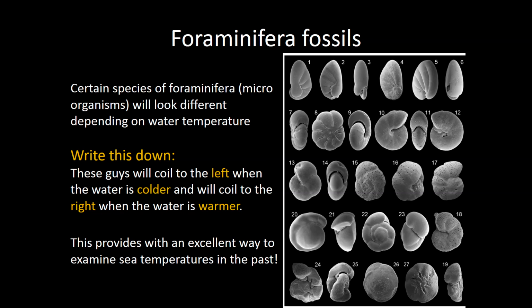Forams, these specific species of foram that you're looking at right here, will coil to the left when the water is colder, and they will coil to the right when water is warmer. So what I want you to write down is left colder, right warmer. Left colder, right warmer. Okay? So what this means is if we find these forams in the fossil record, we can track changes in ocean temperature over time based on the direction that they're coiling in.